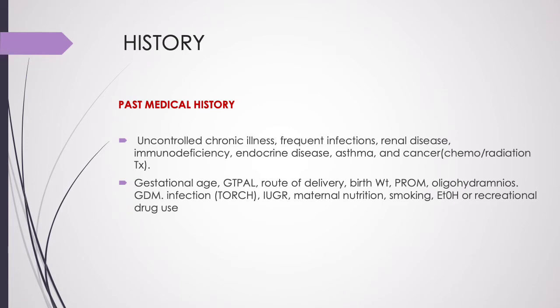Past medical history: we have to ask about any chronic illness such as endocrine disease, asthma, cancer, and we have to ask about pregnancy and birth history such as birth weight, oligohydramnios, TORCH infection, etc.